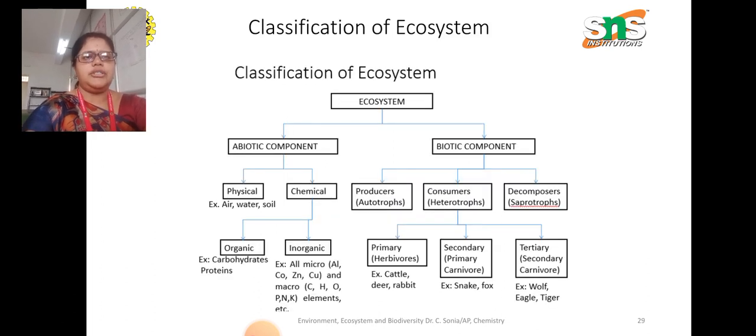So classification, already we have seen the classification in the previous video. Now we are going to just brief it in a flowchart form. That is, an ecosystem is broadly classified as abiotic component and the biotic component. Abiotic component is again classified as the physical and chemical. So chemical components can be again classified as the organic and the inorganic. So organic components like carbohydrates, proteins, inorganic like cobalt, zinc, copper, carbon, hydrogen, etc.